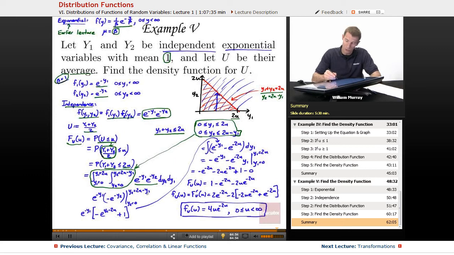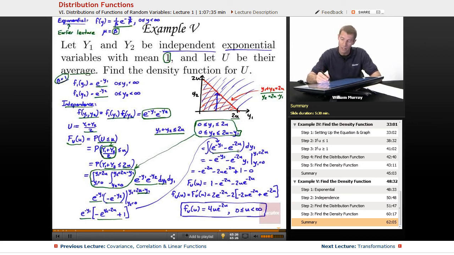I integrated with respect to y2 first. Of course, e to the negative y1 is a constant at this point. Plugged in my values for y2. That's a little hard to read. Let me see if I can write that a little more clearly, because that was a u. So there's a u. Oh, that's much better. And plugged in the values for y2 and simplified it down a bit. I distributed this e to the negative y1, which is how I got this function right here.